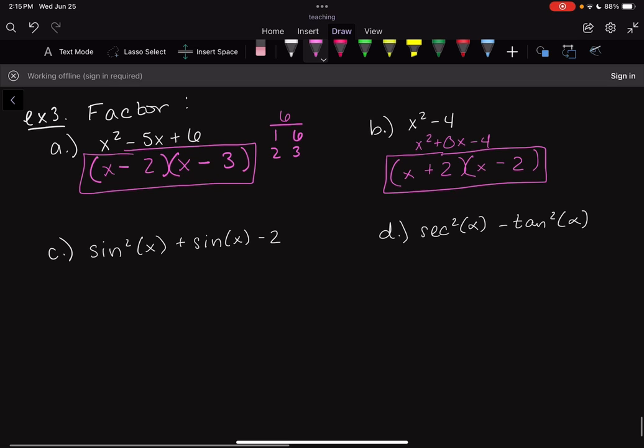Part C. Something that I can maybe do to help you with these is we can let sine x be a different variable if we want. So for me, I'm just going to let it be y. Then I just have y squared plus y minus 2. And maybe that'll feel a little bit easier to factor. Now, I'd like for you to get to a point where you don't have to do that, but at least in the beginning, it may be helpful.